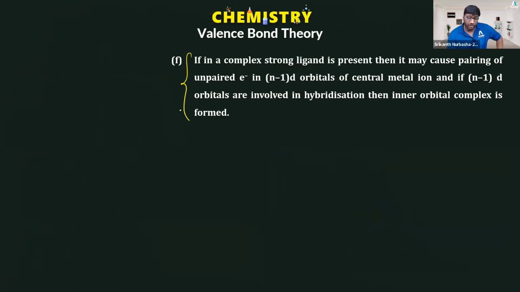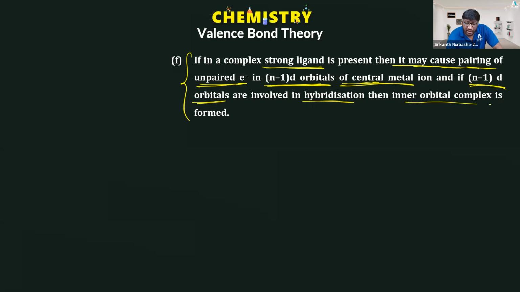This point is very important. If in a complex a strong ligand is present, then it may cause pairing of unpaired electrons in the n-1 d orbitals of the central metal ion, and if n-1 d orbitals are involved in hybridization, then the inner orbital complex is formed. That's what we mean, right?